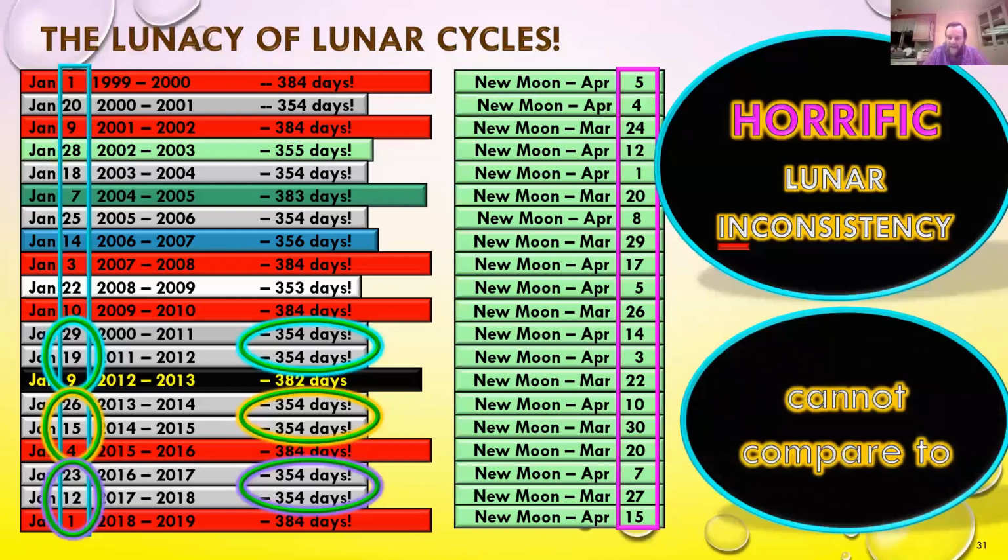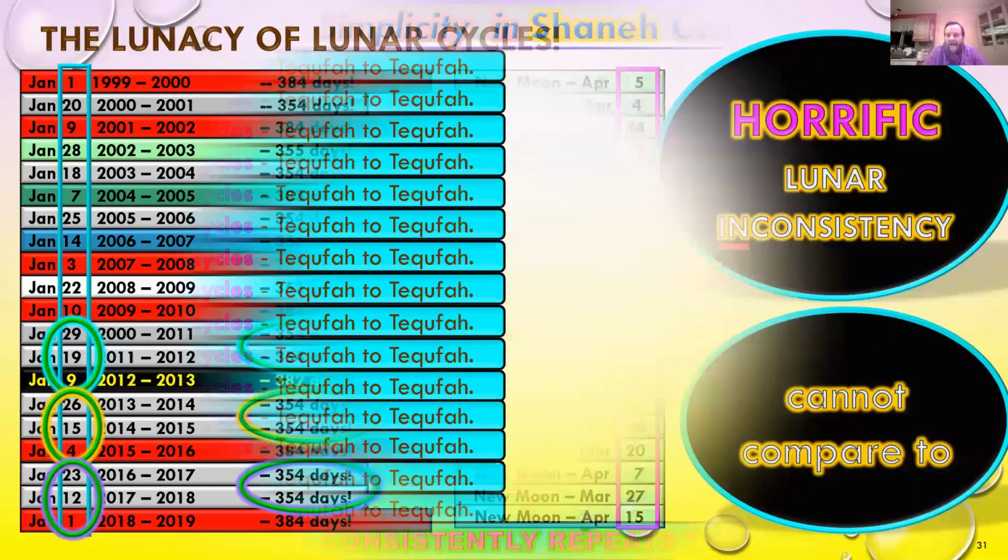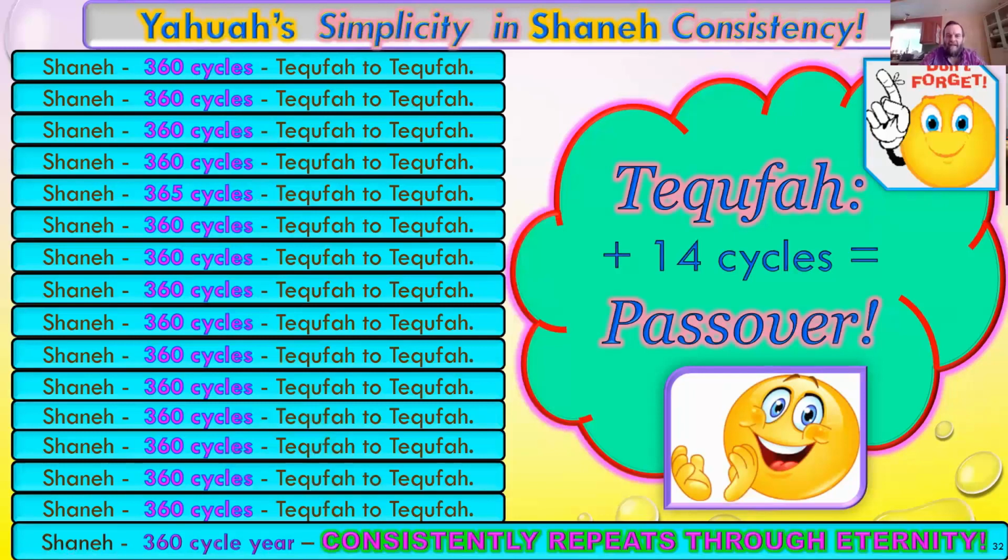Horrific lunar inconsistency cannot compare to Yahuwah's simplicity in Shanei consistency. Again, Yahuwah's simplicity in Shanei consistency. And here we see the consistency of the 360 cycles. Where my cursor is, it's all a straight line down here. We have the exact same number of days in a year, and that is Tequfah to Tequfah. Tequfah plus 14 cycles equals Passover.